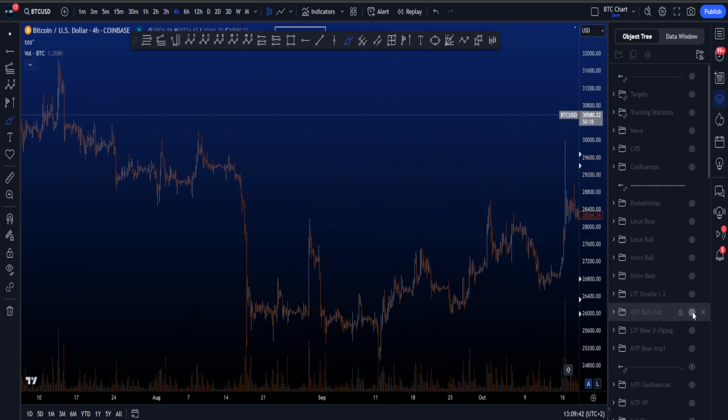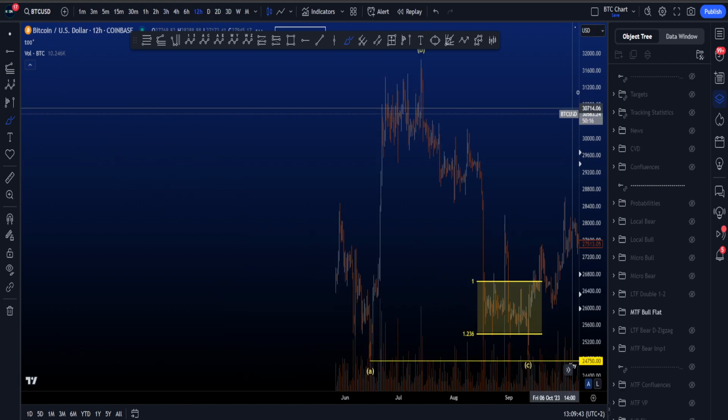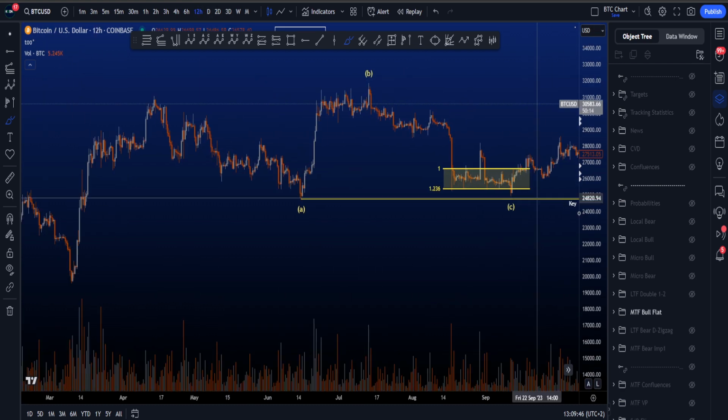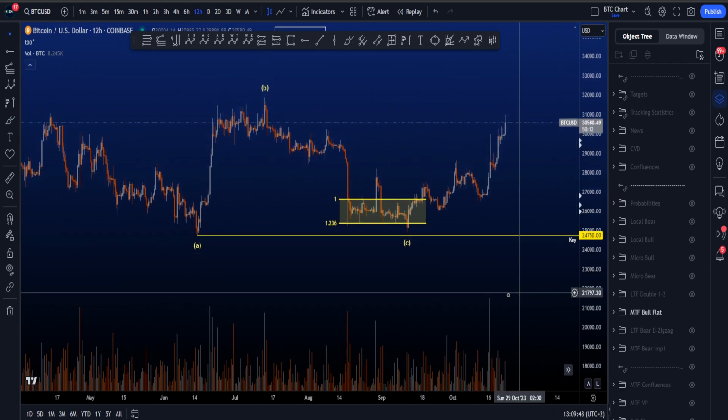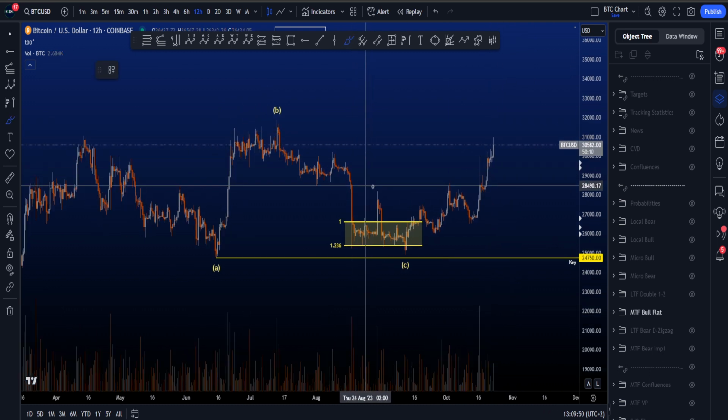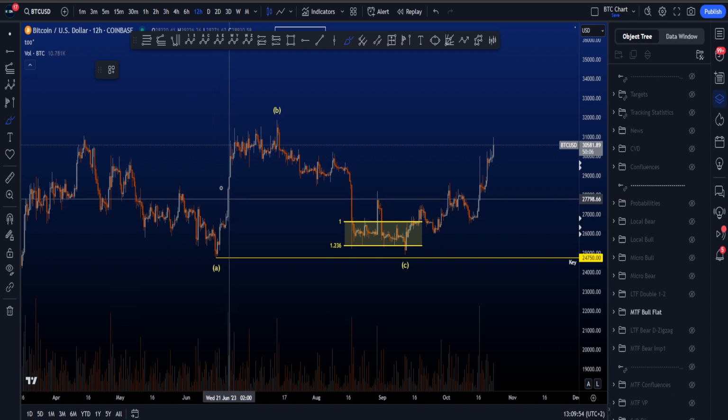If we then zoom out once more, look at the 12-hour time frame for the bullish scenario, then we have a flat structure, which is a running flat. Now I have to say a running flat is the most rare flat pattern out of the flat family.